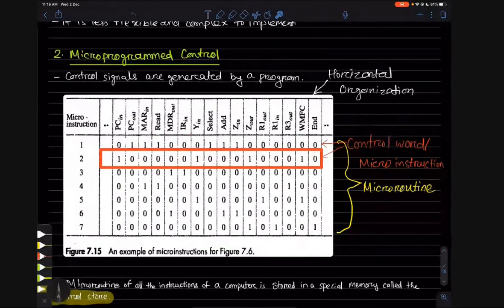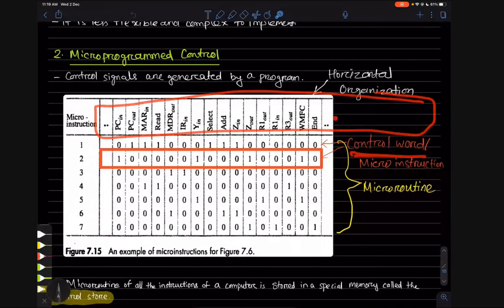In the computer there are different kinds of signals, lots of them. That's why it is written dot dot dot here and here. Different signals are required to handle different types of operations. If we are coding like this, then the control word size will be too long, because there are lots of signals and most of the values will be 0, with only some being 1.